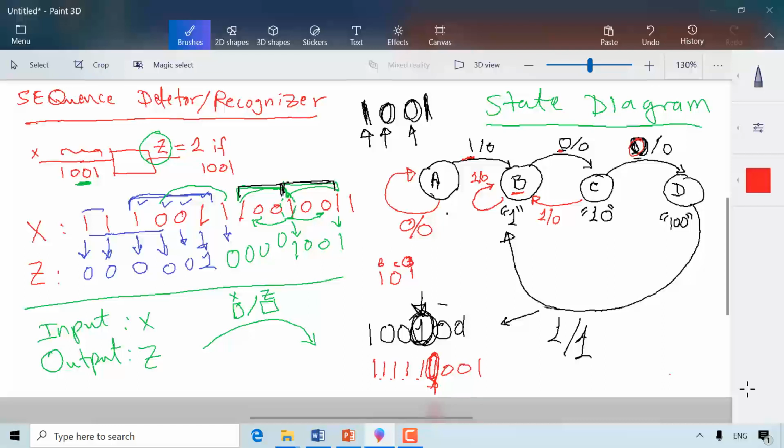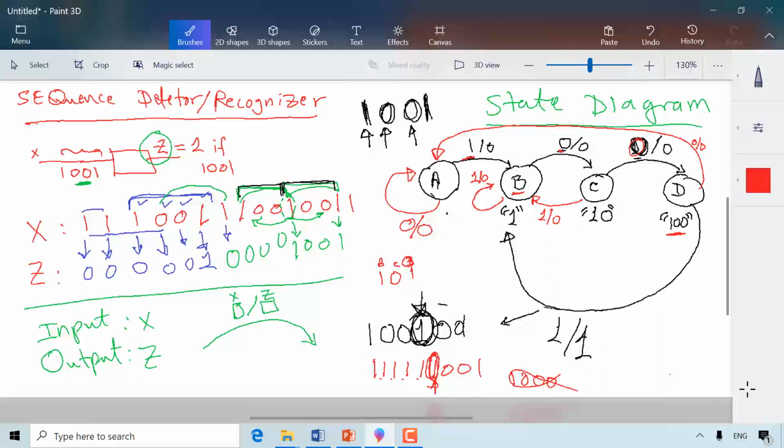Okay. Now let's go to state D. In state D, we know that we have received 1, 0, 0, and we are waiting for the 1 to output 1. But what happens if I received 1, 0, 0, and instead of a 1, I received a 0? Well, that breaks everything. I have to go back to the idle state. So if I receive a 0, I go all the way back to state A, and the output is a 0.